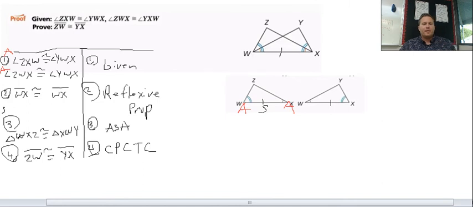CPCTC. Okay? So the biggest thing with that problem is that when we see something overlapping like that, it's best to draw pictures of the 2 triangles separate, so that way it becomes a lot easier to see what we have in common and what we need in order to solve it. So if they're overlapping, separate it out into 2 pictures, and that made it a lot easier for us to solve.